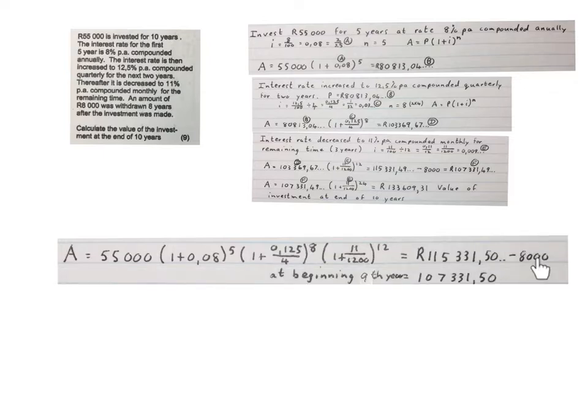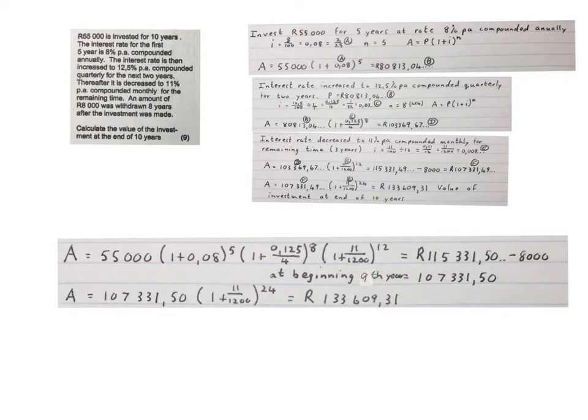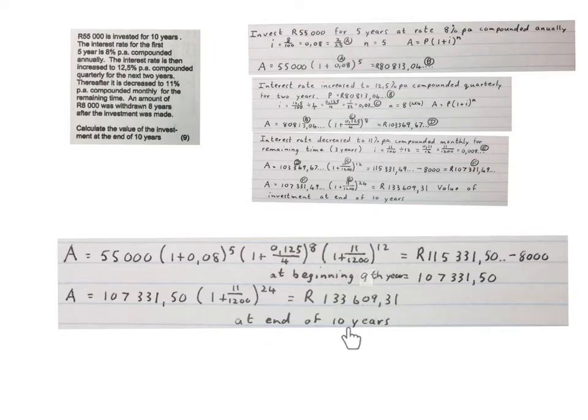Then you minus the 8,000, and you have this amount at the beginning of the 9th year. Then you work out the final amount over the last 2 years. Very much the same as we did up here. And this will be the amount at the end of 10 years, which we will have in the bank. Please stop the video and get your brain around this.